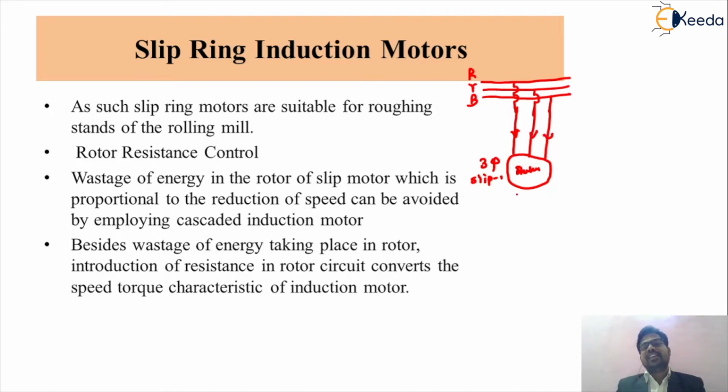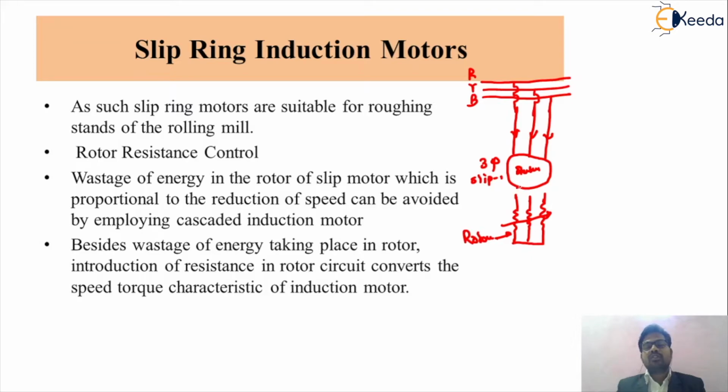This is the stator circuit, and this is the rotor circuit. In the rotor circuit itself we are using different types of resistance. So why are we using this resistance in the rotor circuit? This is the rotor circuit of your system, and this is the variable resistance. This is the stator circuit, and this is the rotor circuit of your slip ring induction motor.